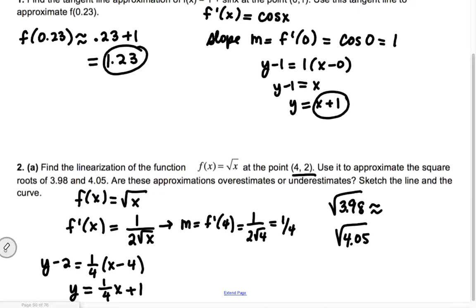All right, so the square root of 3.98. We go to our linear approximation, and what are we plugging in for x? 3.98, exactly. So I'm going to have 1/4 of 3.98 plus 1. And you can do that without a calculator. How would you divide 3.98 by 4? Long division.